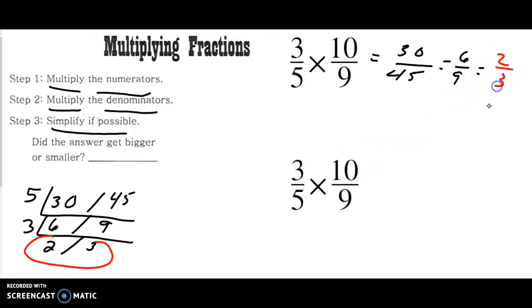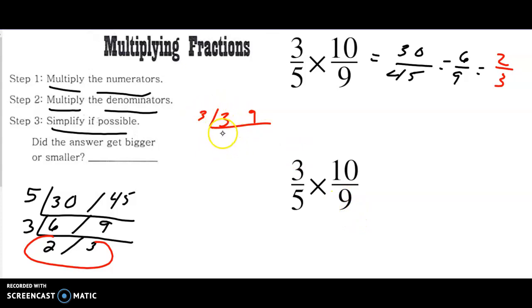Now, we learned a shortcut the other day. It's called cross simplifying, where we look at the numbers that are diagonal to each other. This only works with multiplication. All right, so let's look at the 3 and the 9. If I put 3 and a 9 in a sled, what factor can I pull out of 3 and 9? I can pull out a 3.